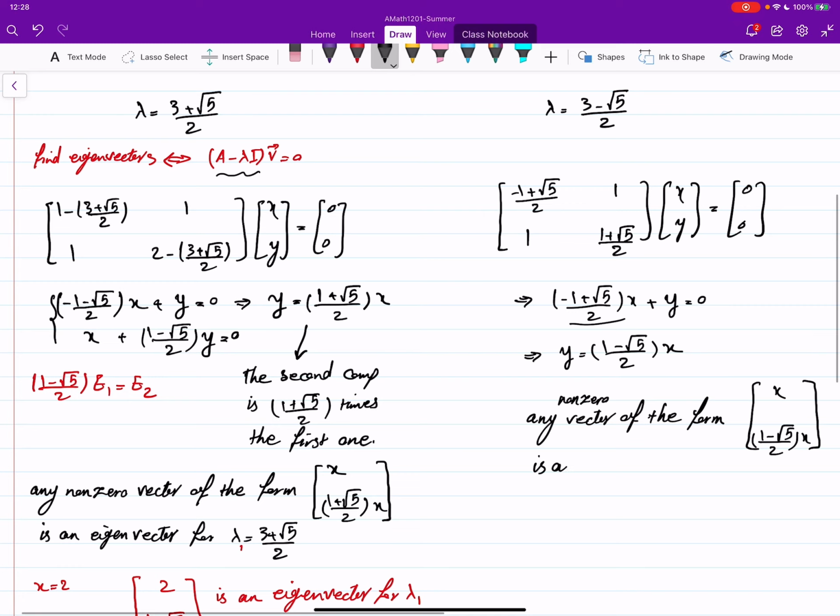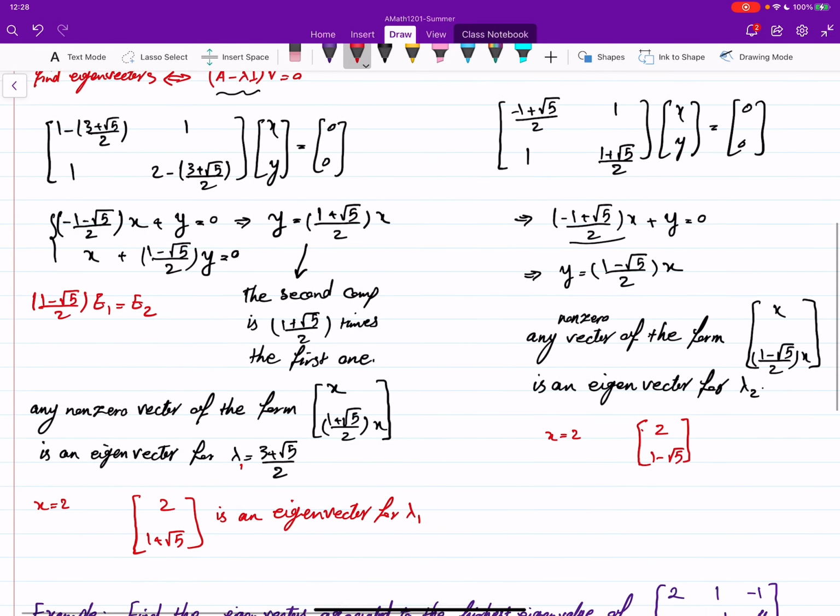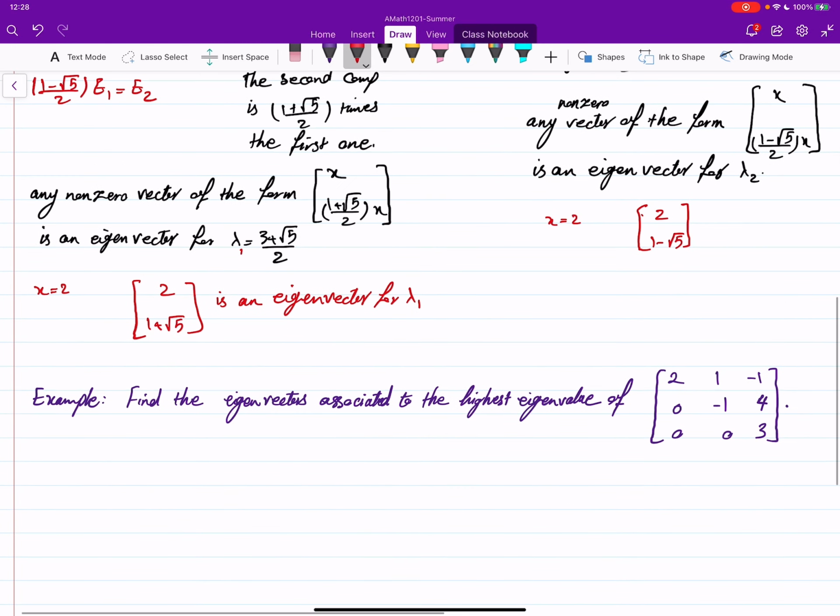is an eigenvector for, let's say this is lambda 1, that's lambda 2. In particular, you can set again x to be 2, 1, whatever you like, but I'm putting 2 so that that will simplify that equation a little bit. Okay, that's nice. Let's do one more example here.